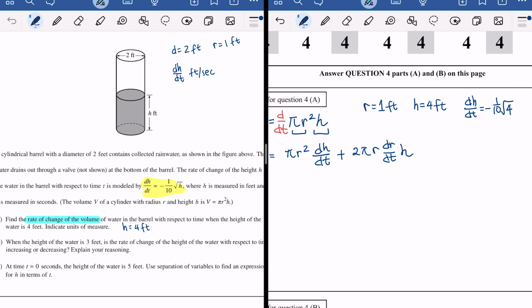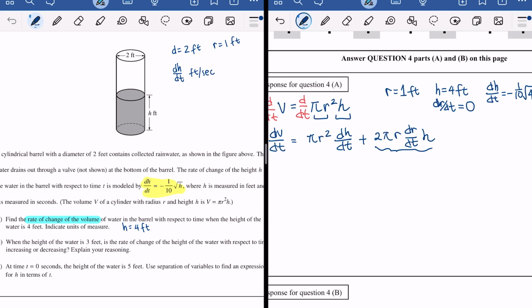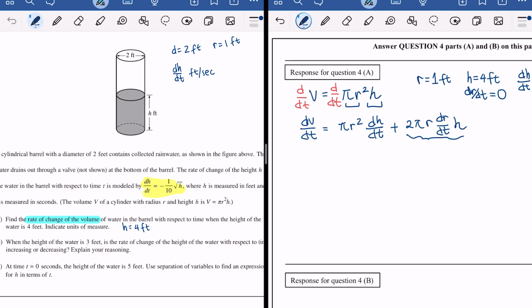However, when you're looking at the picture, the radius is going to stay the same. The height is the one that's decreasing when you're draining out the rainwater, which means our dr dt is not changing. When something is not changing, then the derivative with respect to time will always be 0. So in this part, dr dt is 0, which means that we do not need to compute the second part of our product rule. We just need to plug in everything to the first part.